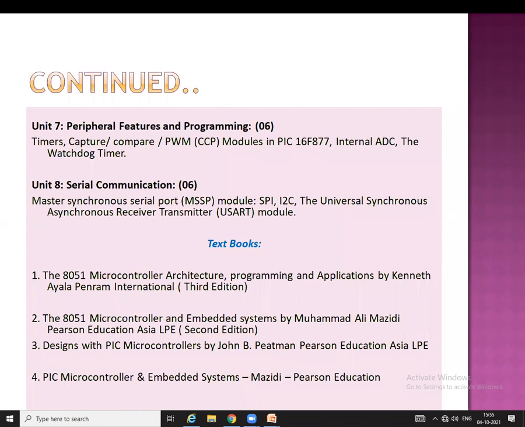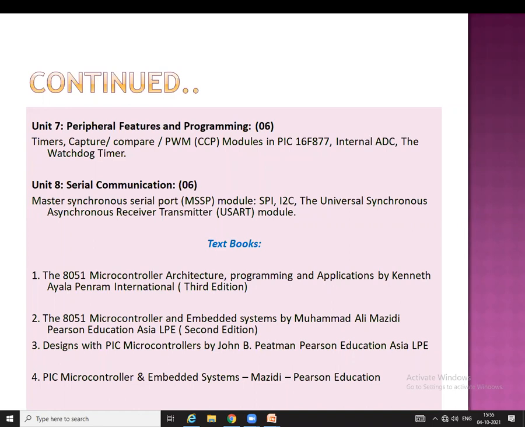In this module we are going to learn the SPI, I2C, and USART modules. These three modules we are going to learn in serial communication. These three points are the only ones included in this particular unit number 8, and that is the end of the syllabus for this subject, Microcontrollers and Applications.